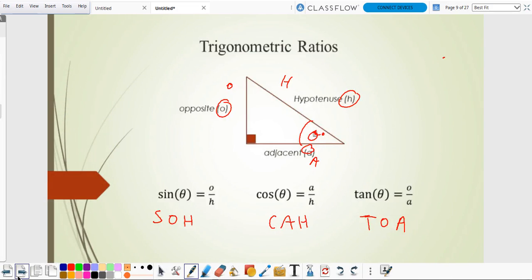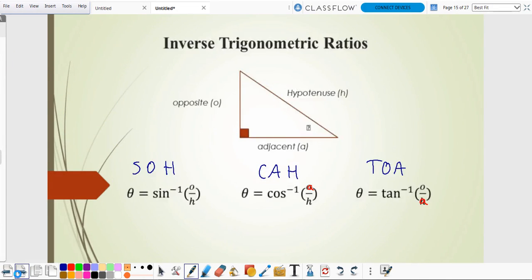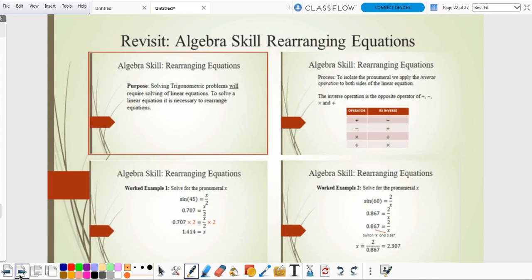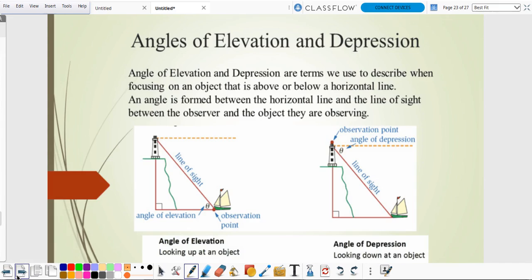And we were up to 4C. So rearranging, really important. Just remember how to do it. Right, so angles of elevation and depression. This has nothing to do with your mood, but refers to how angles work depending on a certain reference point.